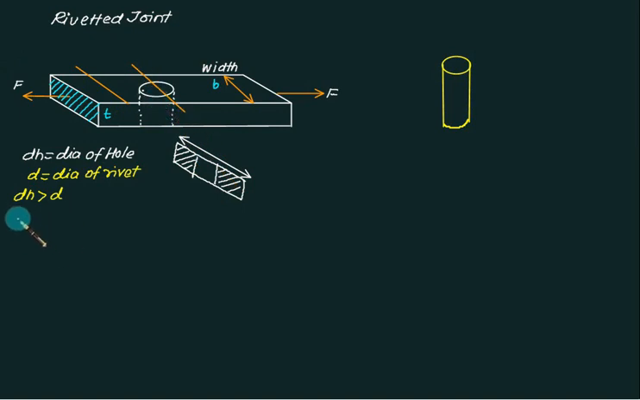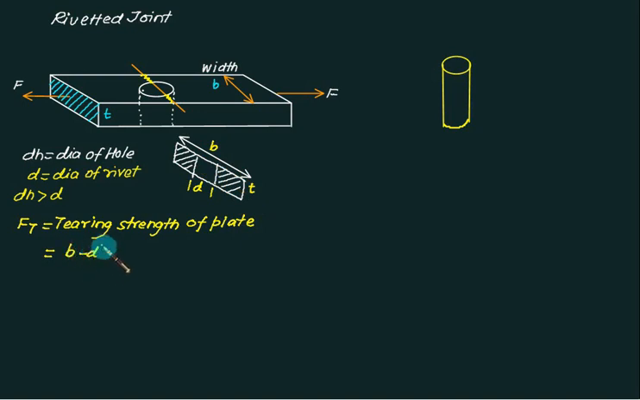So this is called tearing of the plate, where the plate will tear at this point and at this point, and it will become two parts. So this one is D, this one is B, and this side is T. So this hatched area is B minus D. So we have FT, called the tearing strength of the plate, equal to this resisting area, B minus D, multiplied by T multiplied by sigma.